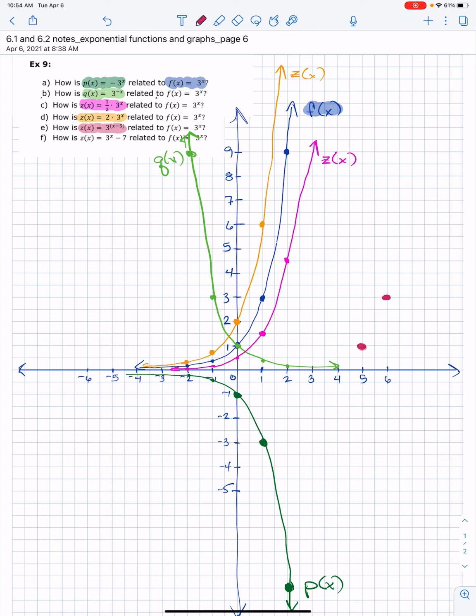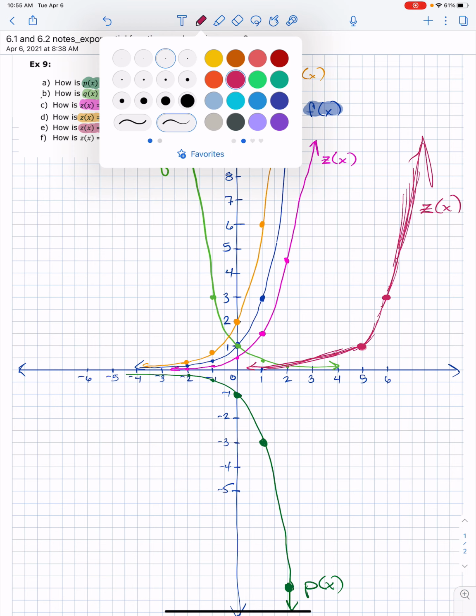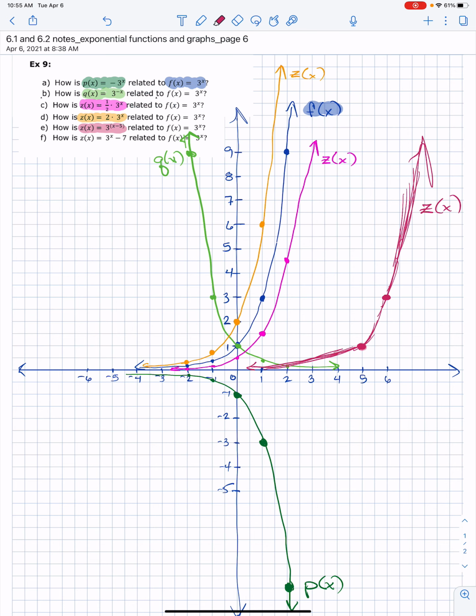I know that this is going to approach the x-axis on the left-hand side and then shoot up towards infinity on that right-hand side. Having trouble with straight lines. Notice that our asymptote, y equals 0, stays the same. Let's take a look at our last one here.